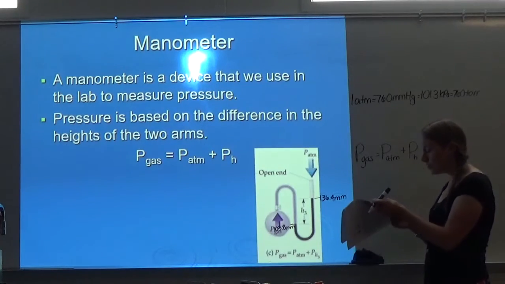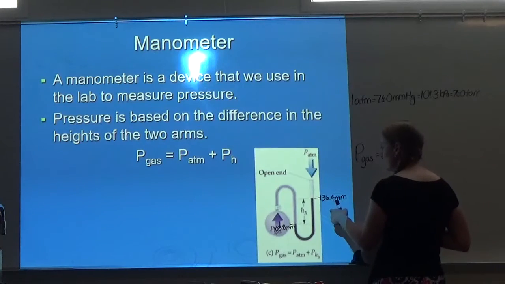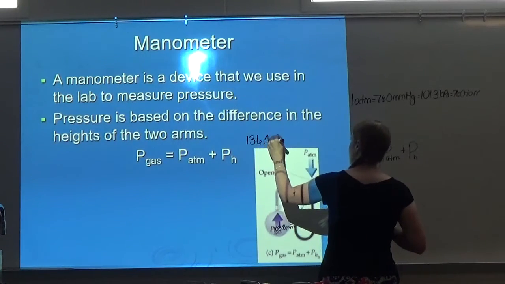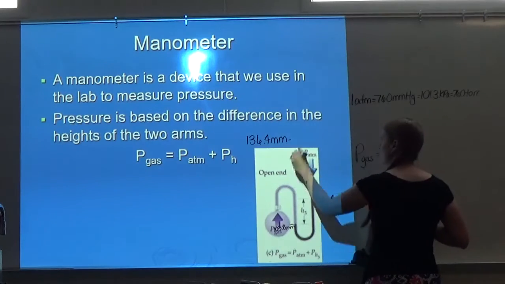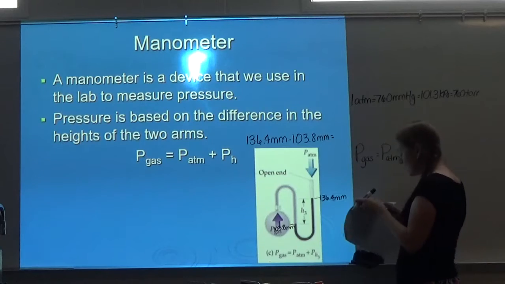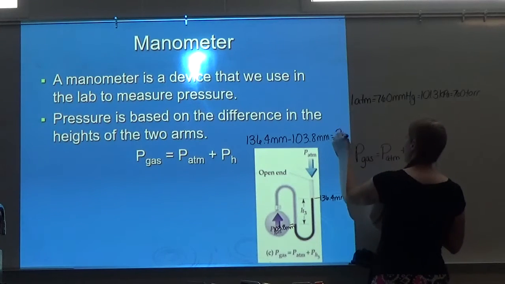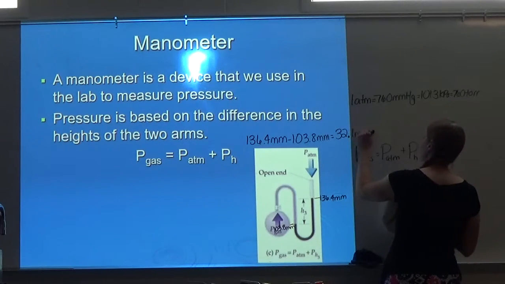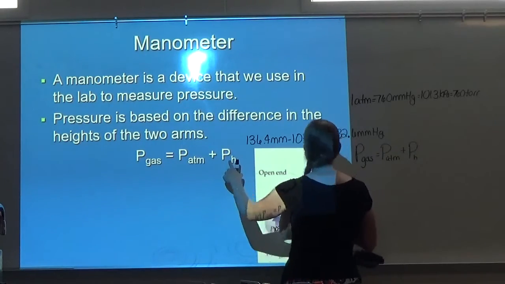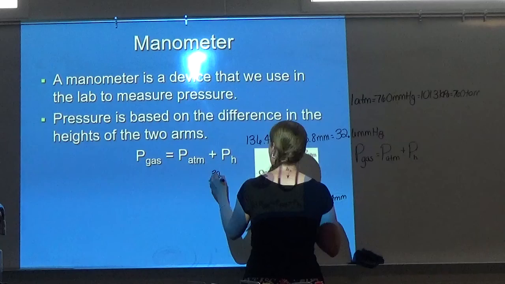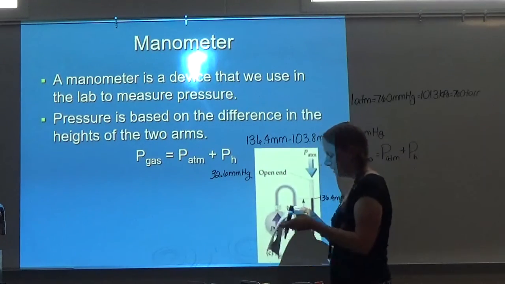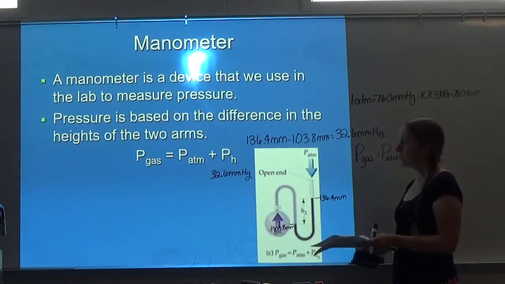All right, so what I do is I take the 136.4 and I subtract the 103.8. And so I get that my height is 32.6 millimeters of mercury. Okay, so that would be this right here. This will be my 32.6 millimeters of mercury.